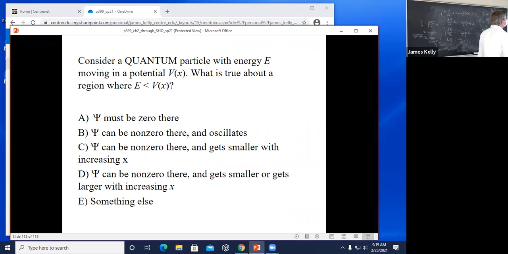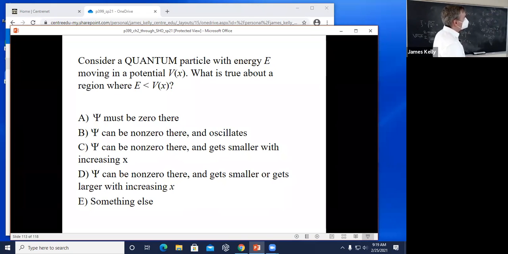Now, comparing to quantum, what has to be true for a quantum description of a particle with energy E in a potential V of x? Same kind of picture, right? But now we're not thinking of a point particle moving around, but describing that particle as one of these waves. This is a perfectly allowed state because its energy is above the minimum of the potential energy, so it seems like there's nothing wrong with it. But there is a region where that energy is below the potential energy. What has to be true of the wave function there?